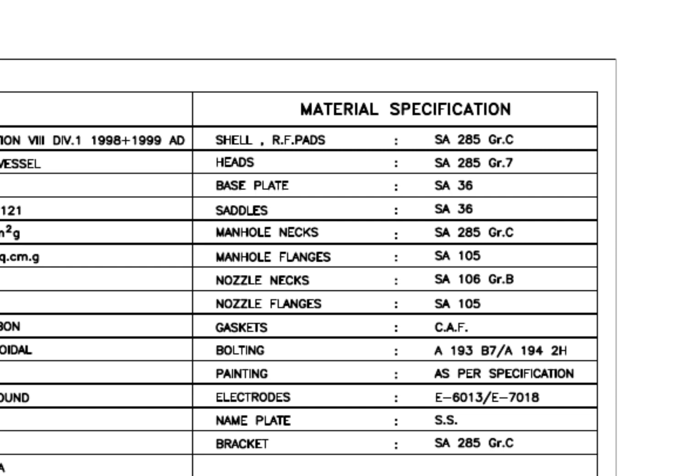CAF gasket sheet is a non-asbestos material which is made up of fibers. See the bolt, nuts and electrode grades.